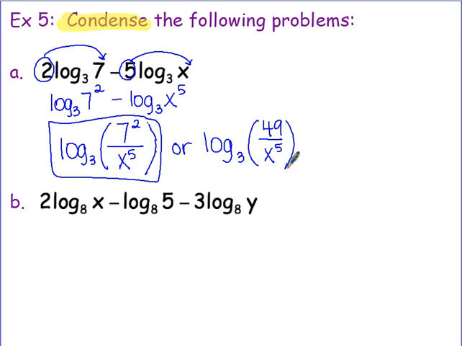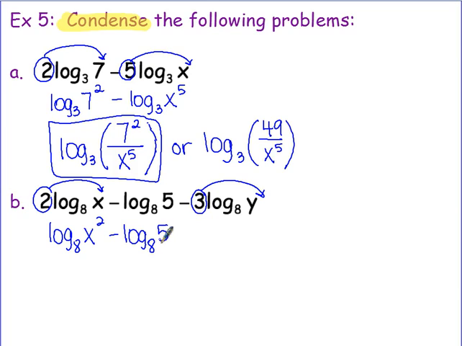So first, just like up here, look for those numbers in front. Well, here's a number in front. This one doesn't have one. This one does. Now notice I left the subtraction sign alone. Don't move the subtraction sign, just the whole number. So it's log base 8 of x to the 2nd power minus log base 8 of 5 minus log base 8 of y to the 3rd.